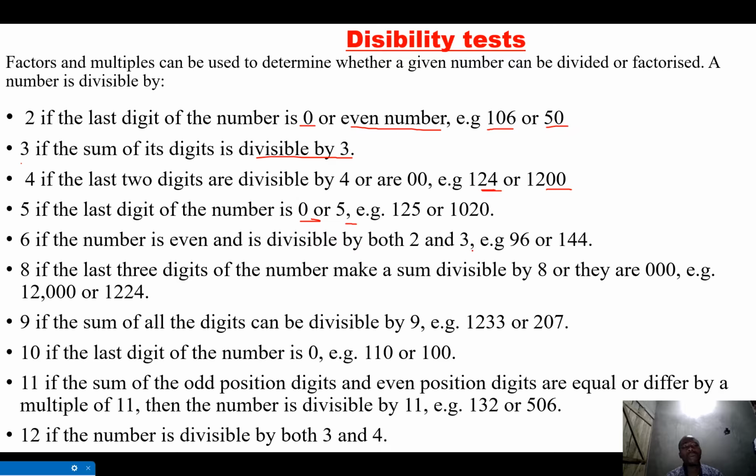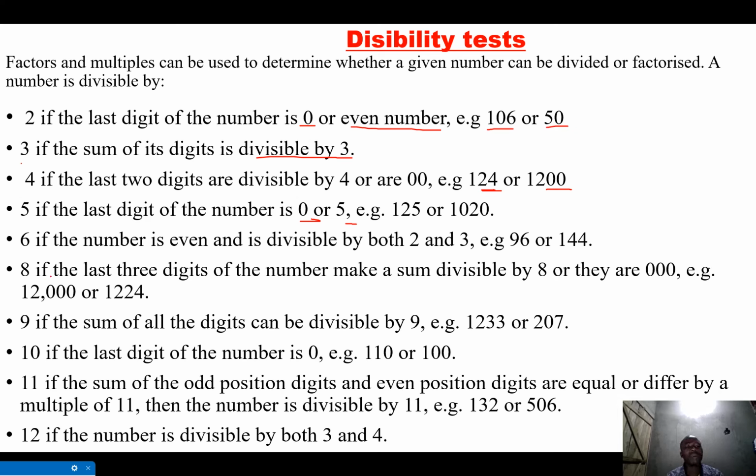So to be divisible by 6, it must be an even number first of all. It must also be divisible by both 2 and 3. So it must satisfy condition 1 and condition 2 for it to be divisible by 6. An example is 96 or 144.